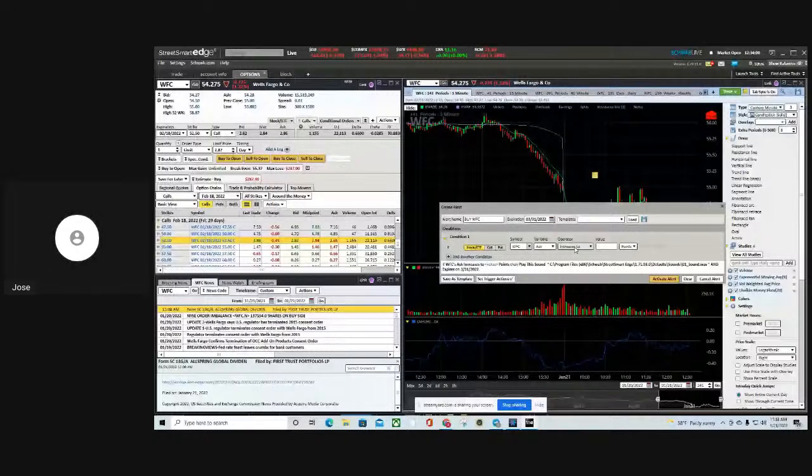Alerts remind you when that stock reaches that level.